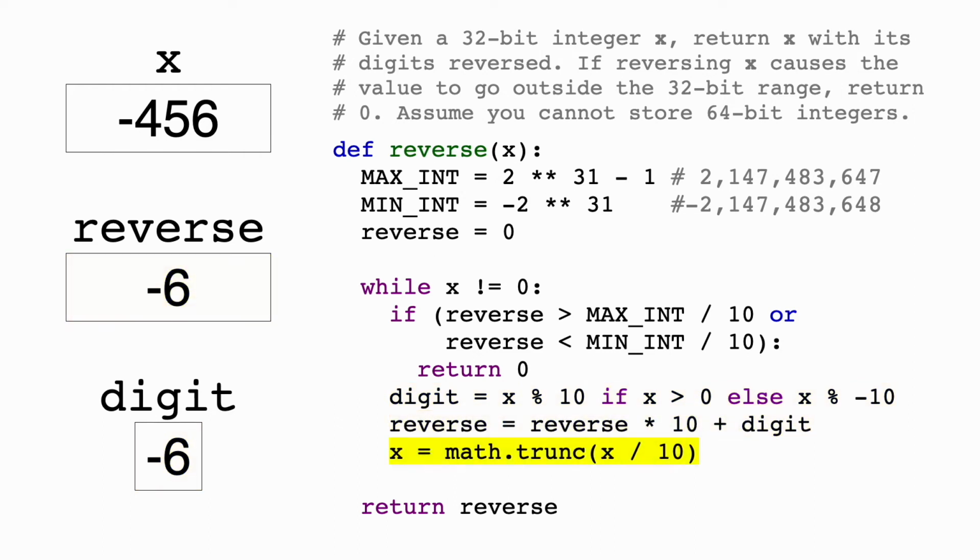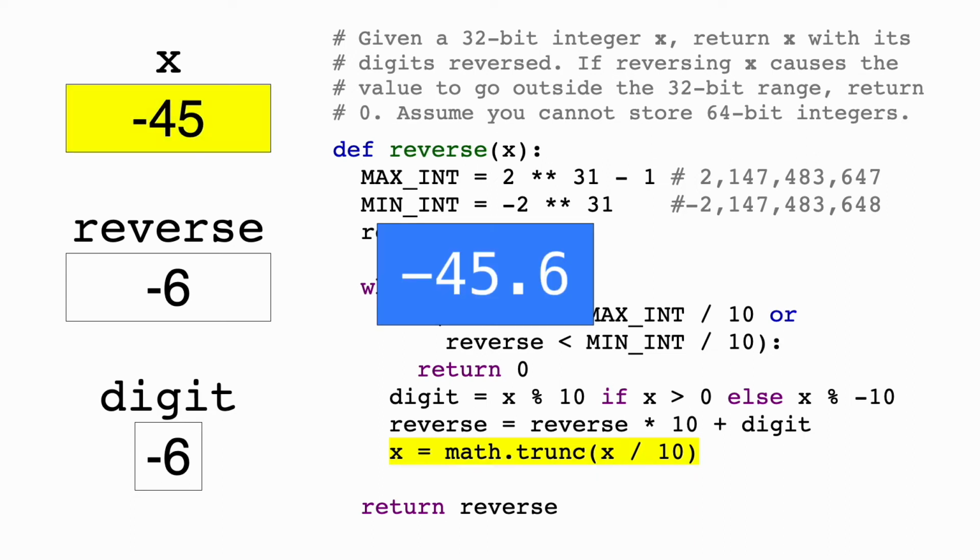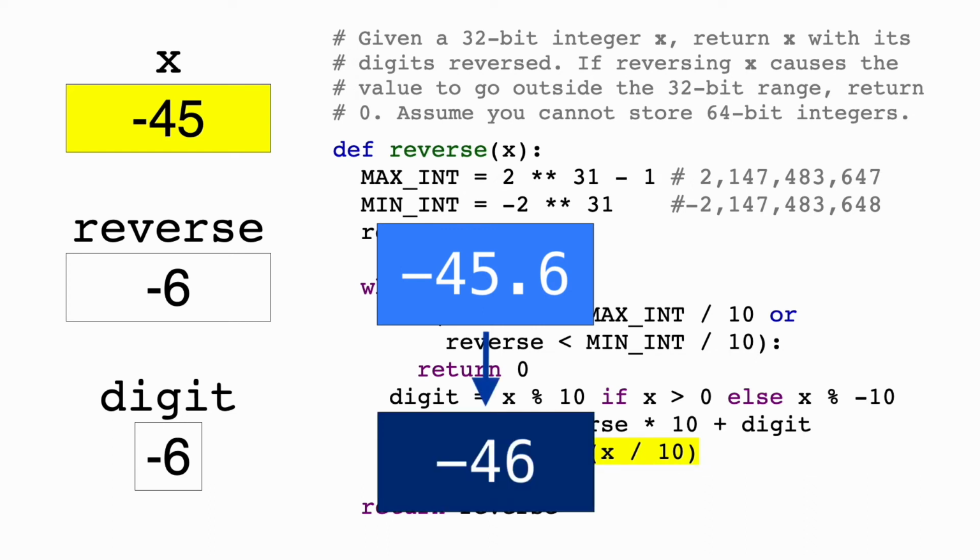And lastly, negative 456 divided by 10 is negative 45.6, and then truncated is just negative 45. Now, if we used floor division here, then negative 45.6 would have been rounded down to negative 46, which is not what we want. So that's why it's important to truncate the number instead of using floor division.